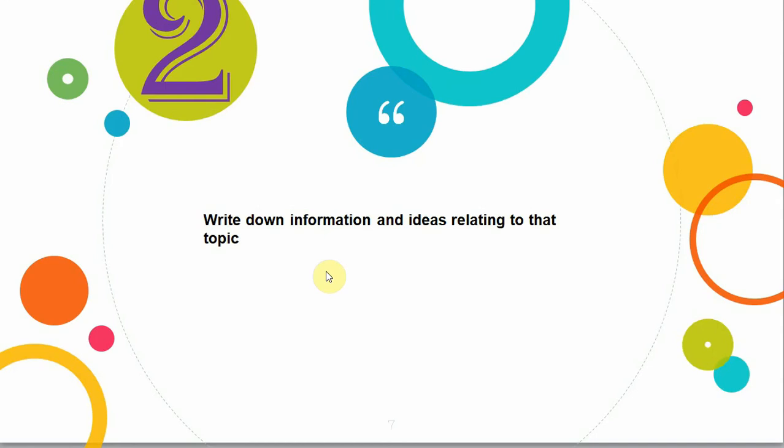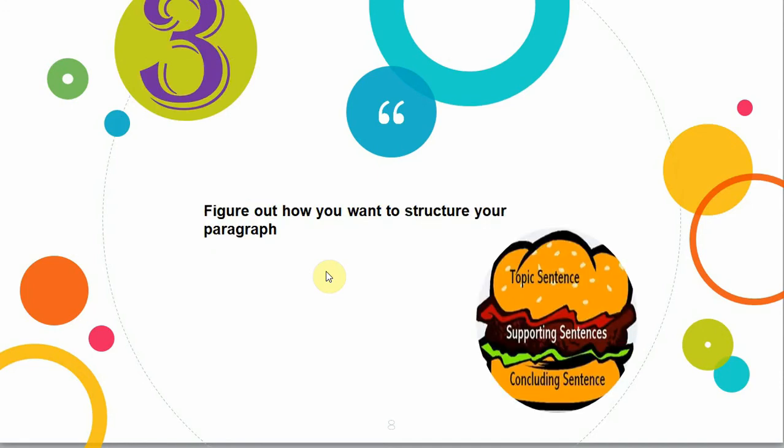Then step number 2, you have to write down information and ideas relating to that topic, facts, figures, and so on. The third one is to figure out how you want to structure your paragraph. Let's consider your paragraph as a beef burger sandwich. The first layer is the bread, which represents the topic sentence, and the second layer is the supporting sentences, which contain the meat and so on. And the last one is the concluding sentence. The concluding sentence, as we said before, is your opinion about the paragraph.